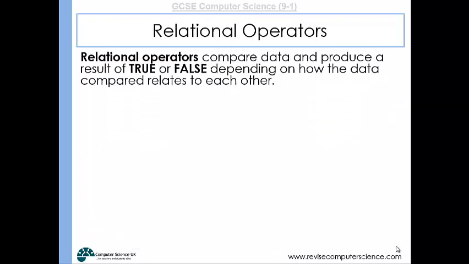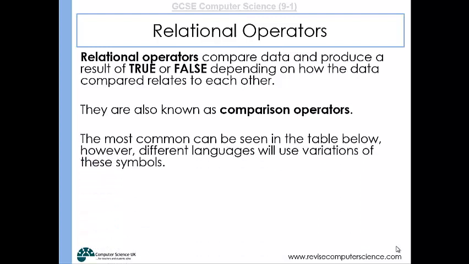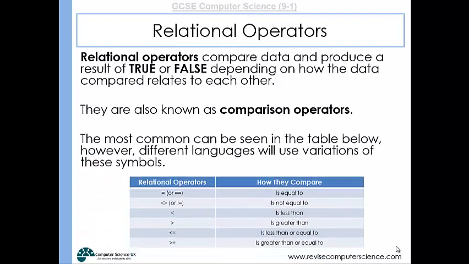Now, relational operators, they compare data and produce a result of true or false depending on how they compare. They're known as comparison operators, and the most common can be seen in this table. So we've got the double equal sign to check if something equates to something else, exclamation mark equal sign, whether it's not equal to. We've got the less than sign, the more than sign, less than or equal to, greater than or equal to. You probably have seen these before in maths.